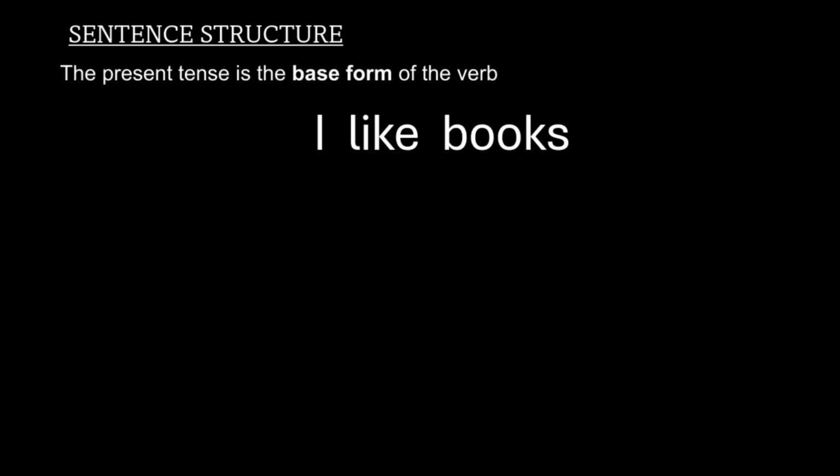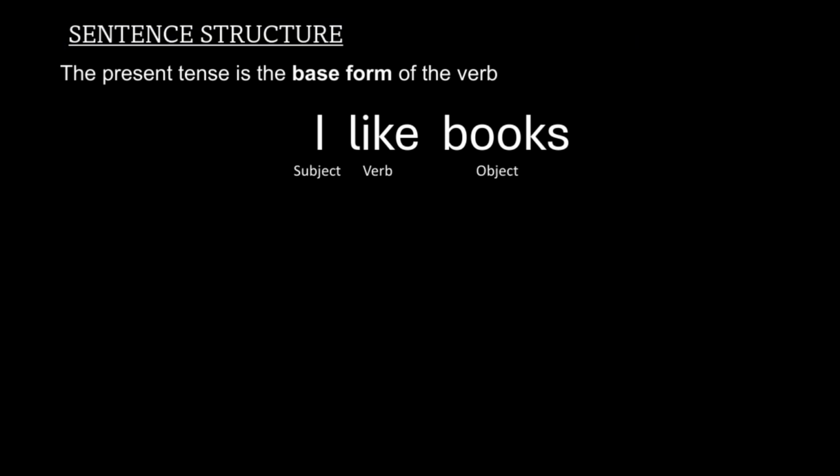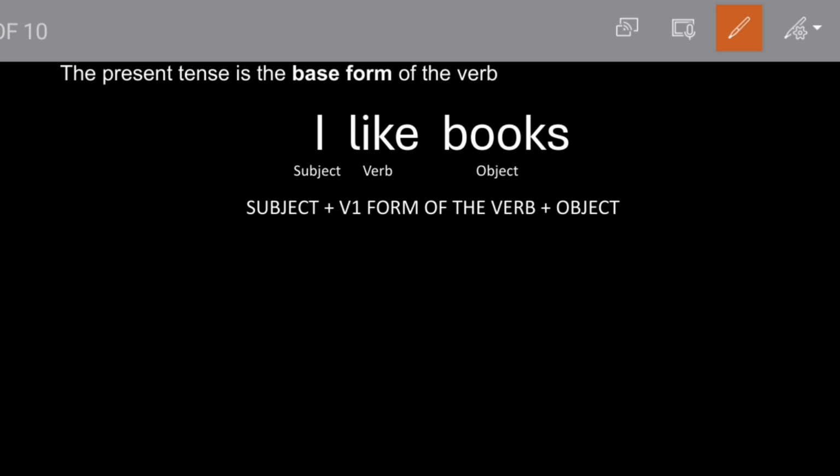So now we are going to look at the sentence structure. Here you can see an example: I like books. So here the structure of the sentence is subject plus V1 form of the verb plus object. Here the base form of the verb is used. So we use the base form of the verb, or V1 form, in present simple tense. So the structure will be subject plus V1 form of the verb plus object.